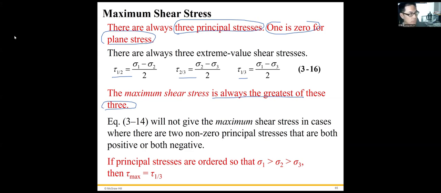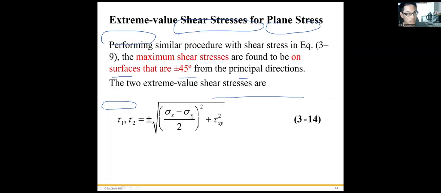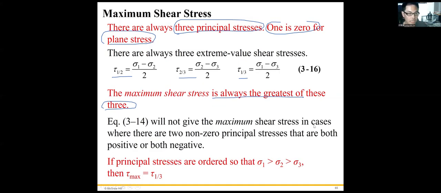And the previous equation, let's go back to this equation. This equation will not give the maximum shear stress in cases where there are two non-zero principal stresses that are both positive or both negative. So the maximum shear stress is related to the principal stresses, whether both positive or both negative. So what does that mean? I will show you why.